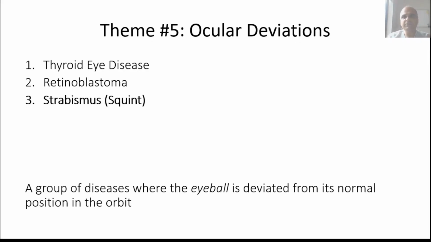Well, we have done the first two differentials, and all of these diseases involve some form of ocular deviation, and the truest form of deviation that you see, truest with the word deviation, is in the topic of strabismus or squint that we'll do today.